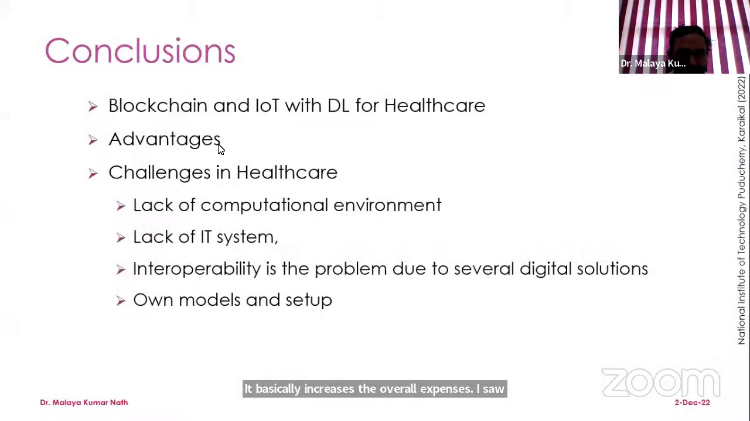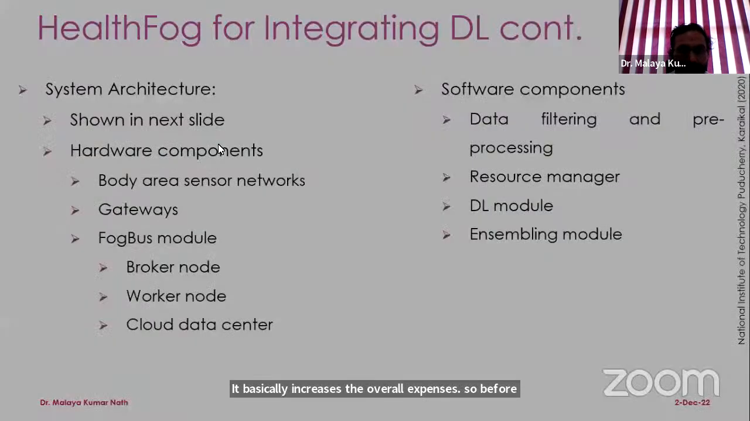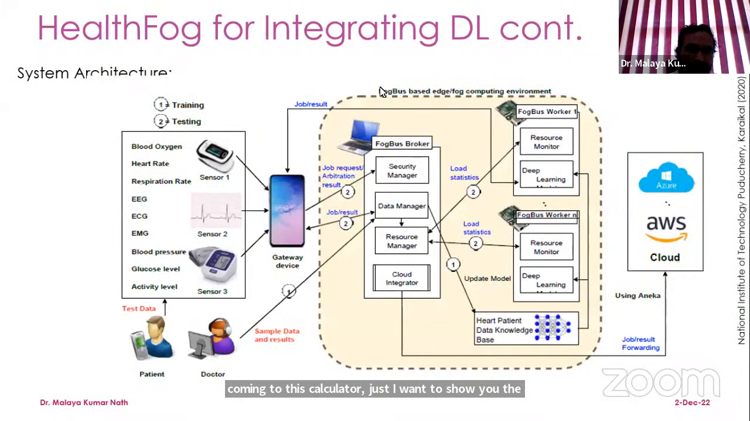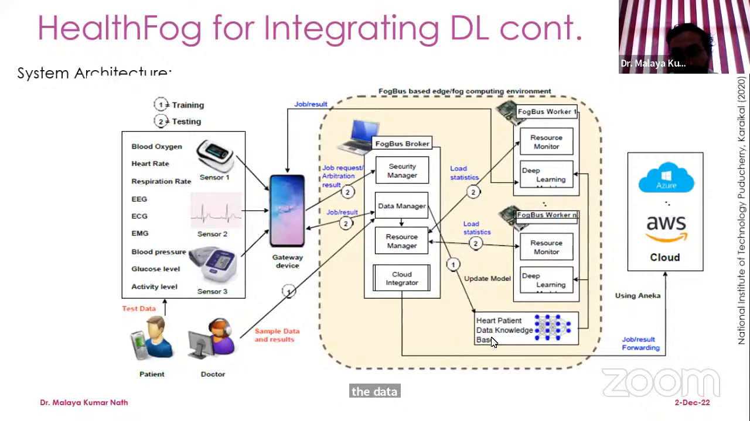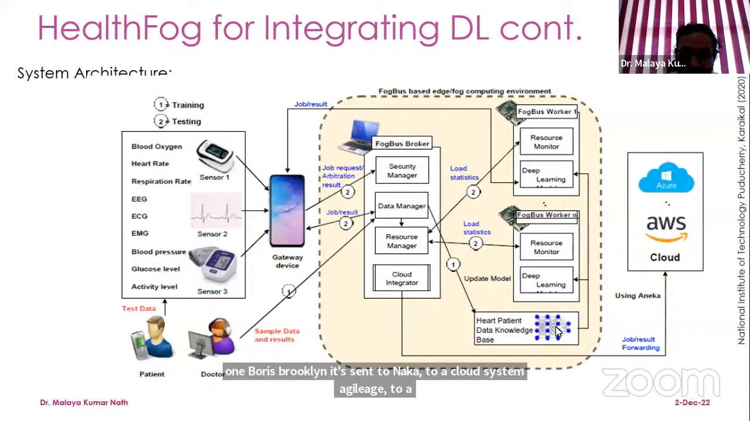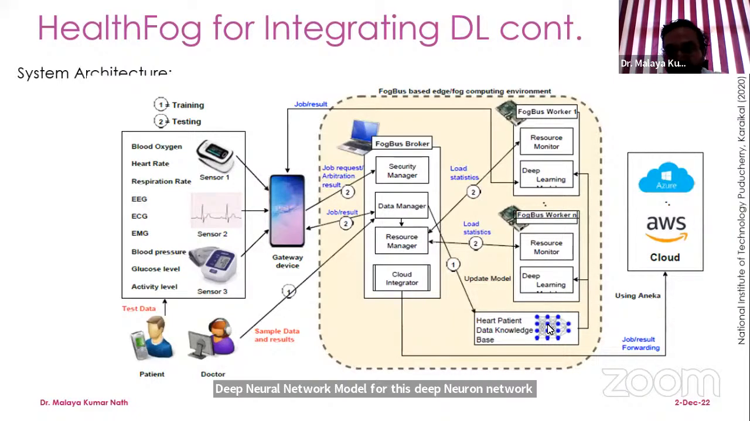So before coming to this conclusion, I just want to show you the fog unit, how exactly this fog unit is represented. This is a fog unit which consists of different sensors, and these sensors pass this information to a fog unit. Here the fog unit is nothing but a mobile device, and this mobile device takes the data and sends it to a fog bus broker. This fog bus broker sends the data to a cloud system as well as to a deep neural network model, where this deep neural network model will generate the weights for performing the classification.